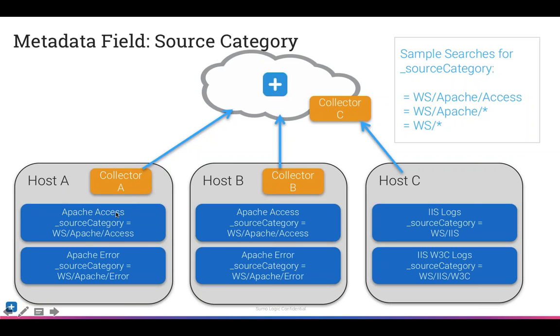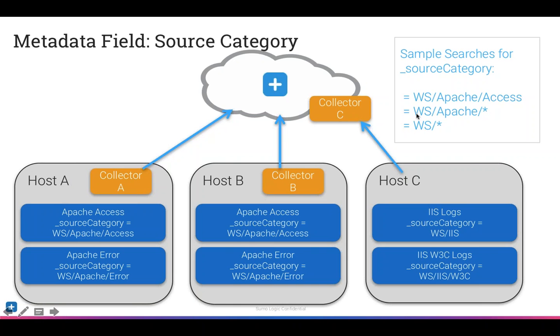What I could do if I wanted to just search this one is say where source category equals WS Apache Access and host equals host and host name equals host A. So you can be very specific and targeted as well.